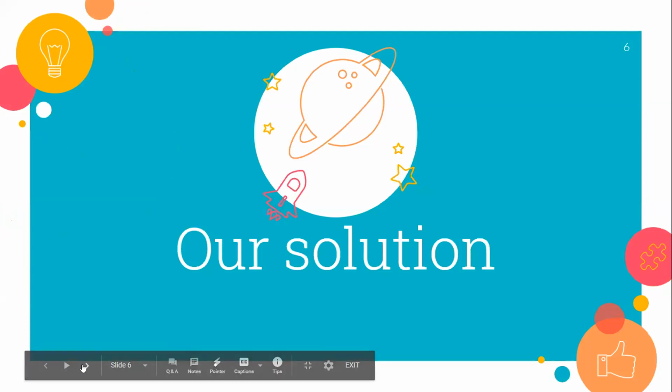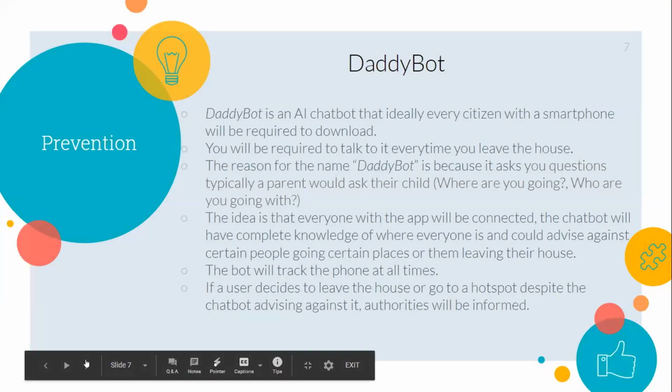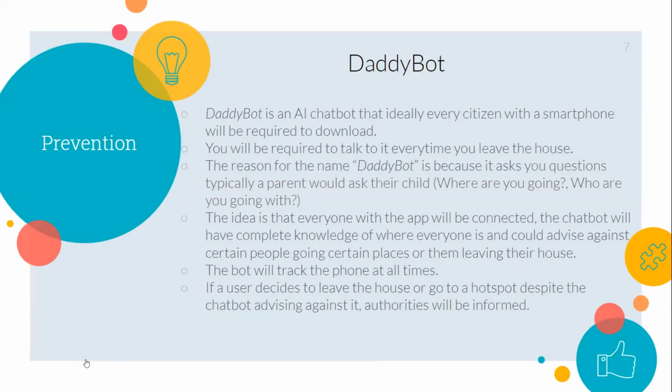Now moving on to our solution. We here at Gulakar Inc. have come up with two forms: a form of prevention from the disease and a form of potential cure or treatment. Our form of prevention is the Daddy Bot. Daddy Bot is an AI chatbot that ideally every citizen with a smartphone will be required to download. It'll be like an app. You'll be required to talk to it every time you leave the house.